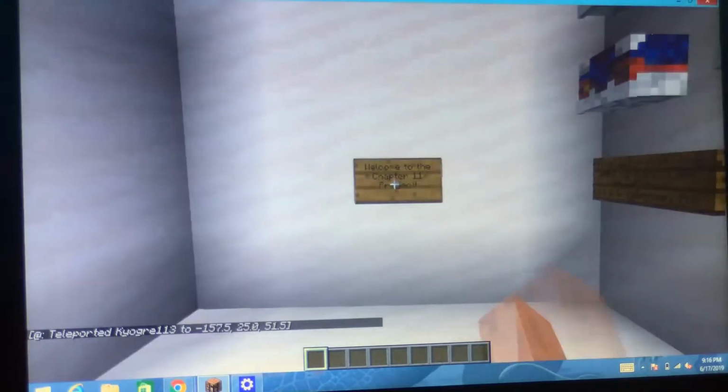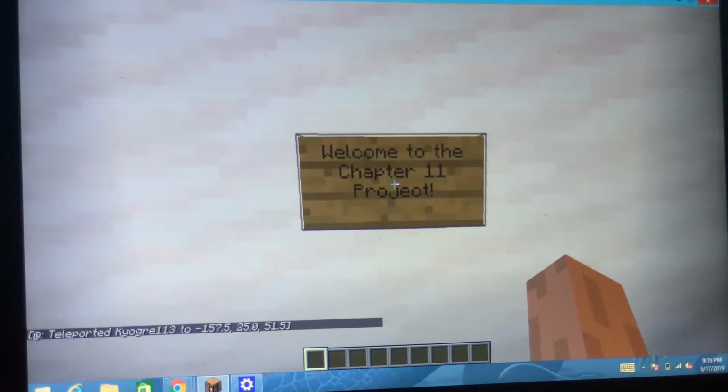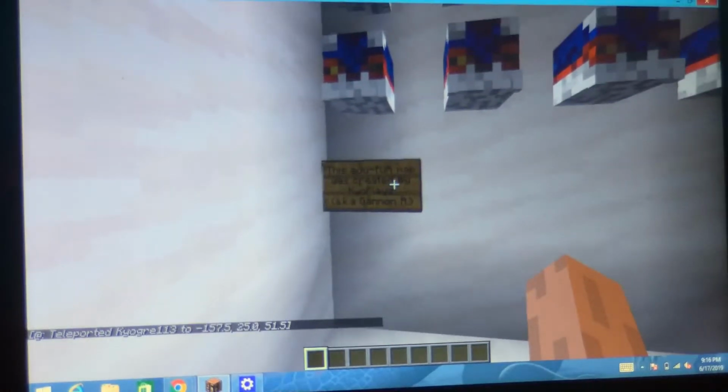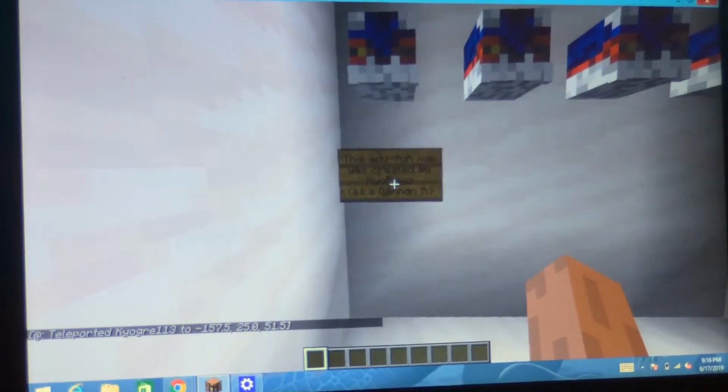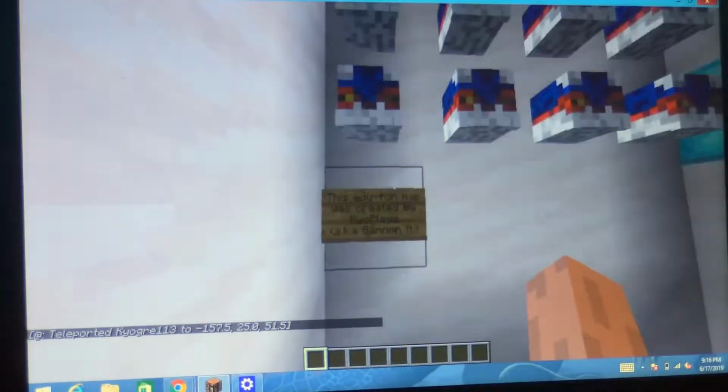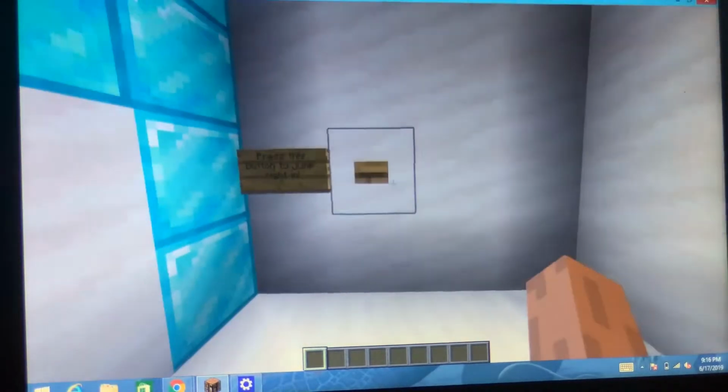Alright. Welcome to the Chapter 11 project. This Minecraft map was created by me, and let's get started.